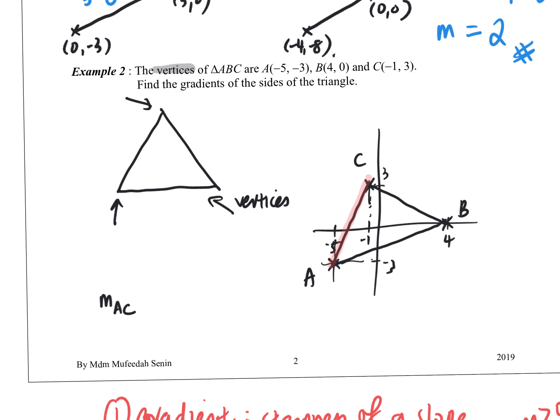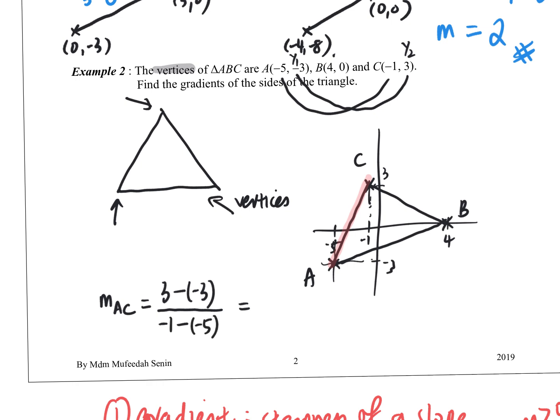So to find the gradient of AC, I need to find the rise. So A and C, the rise is 3 minus negative 3. This is like my Y2, this is like my Y1. And then over my X2 minus X1.